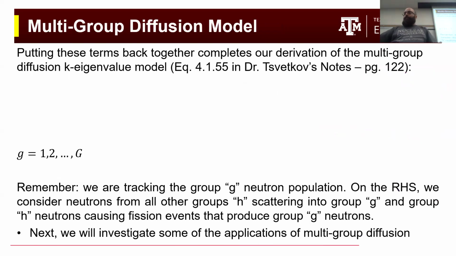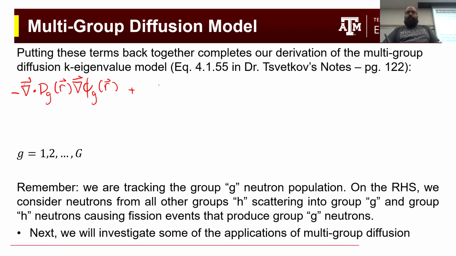And if we put all of those things together, then we will have our multi-group diffusion model. So just going back term by term with the results that we found, for the net leakage term, we had the negative divergence of the diffusion coefficient for group G times the gradient of my group G scalar flux. That was what my net leakage term looked like.